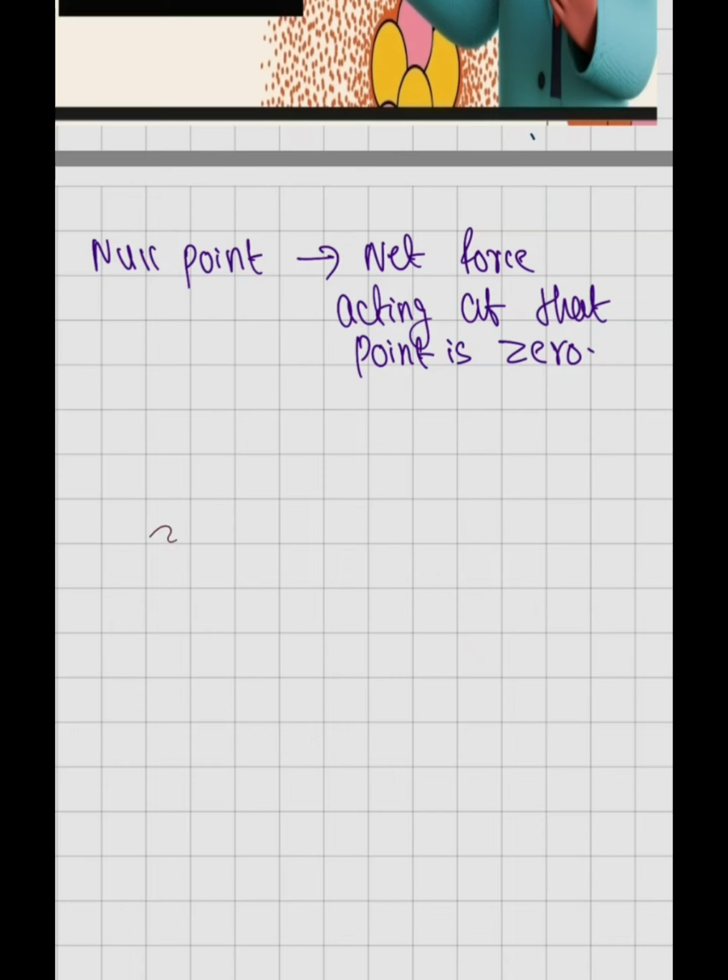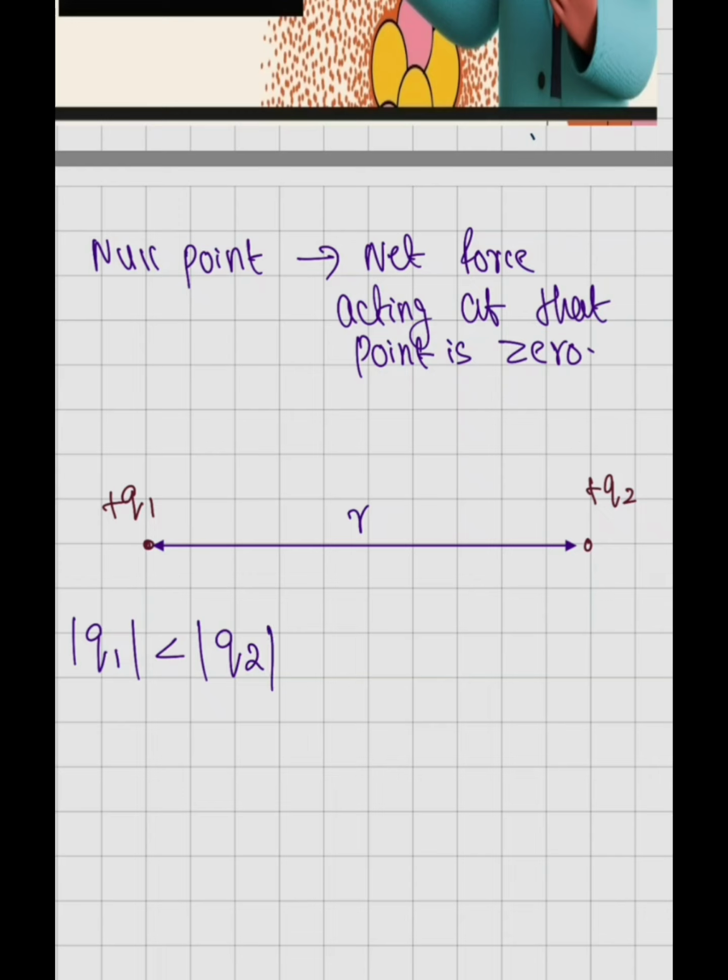Consider there are two charges. One is plus q1 and the other one is plus q2. The distance between these two charges is small r. And there is one more thing you have to consider: the magnitude of q1 is less than the magnitude of q2. Keep this in mind.